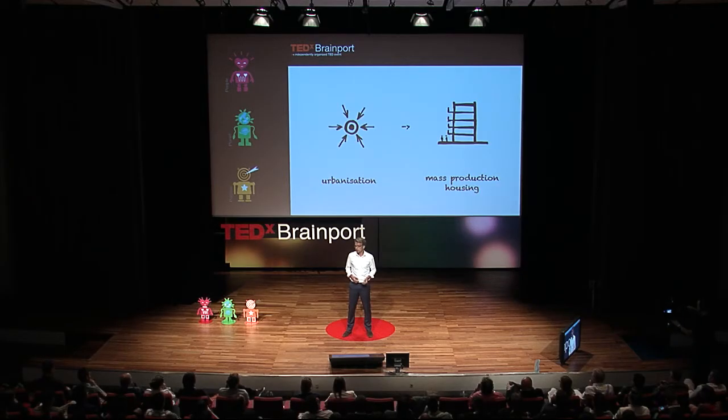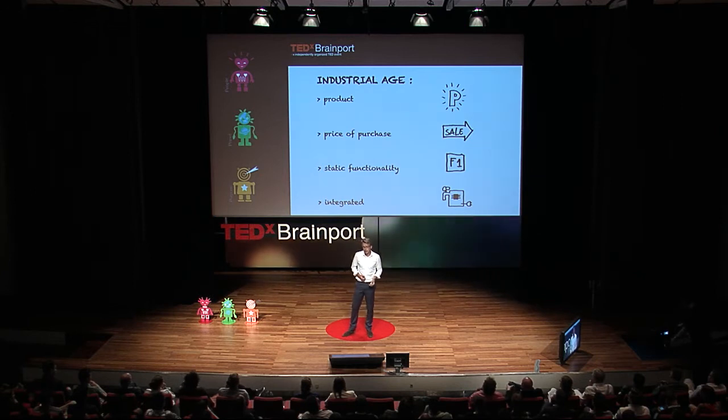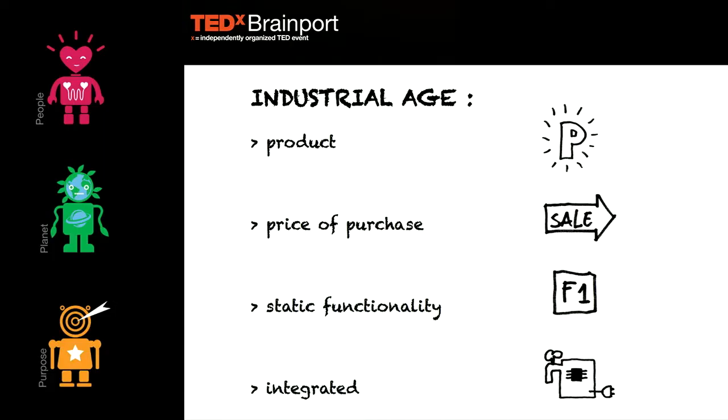So designing in the industrial age, it was all about the product, and it was about making the price of the product as low as possible. And we did it with static functionality to keep the product simple and cheap. And later on, we developed integrated products. And these are products where the mechanics and the materials are merged with electronics. They're difficult products. But the static functionality of products causes a lack of adaptation.